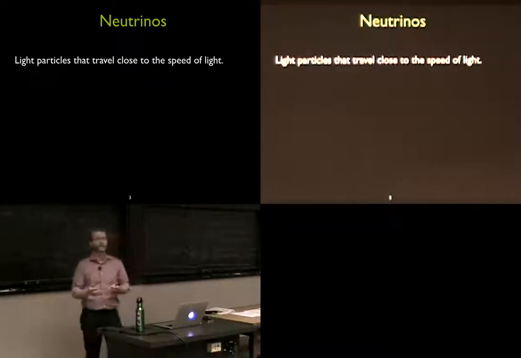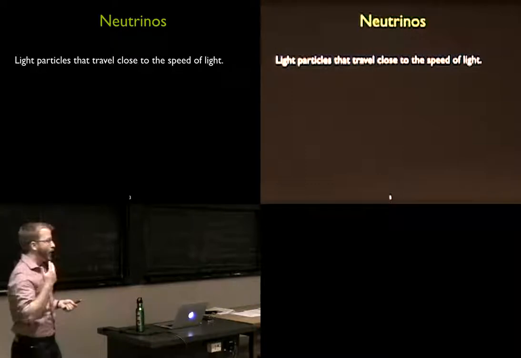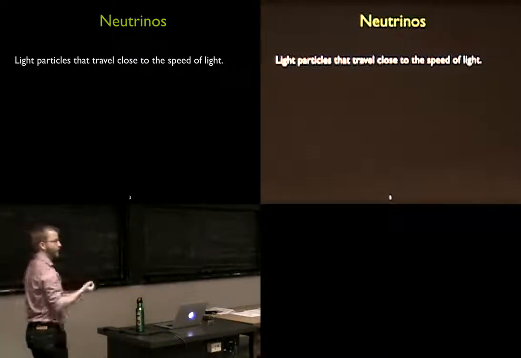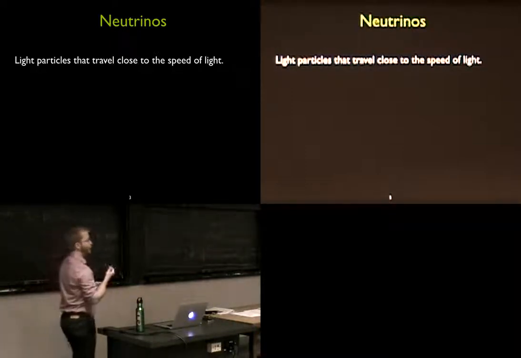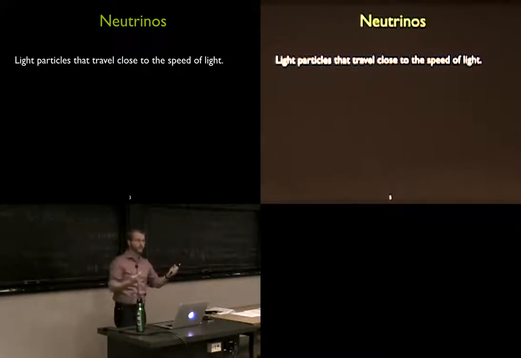They actually exist in three different flavors, we think, three different types of neutrinos. And they're actually not in a steady state as they travel. They don't stay as one neutrino. They can actually oscillate between neutrino types as they travel, for example, from the sun to the Earth.